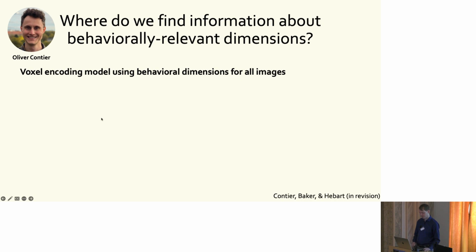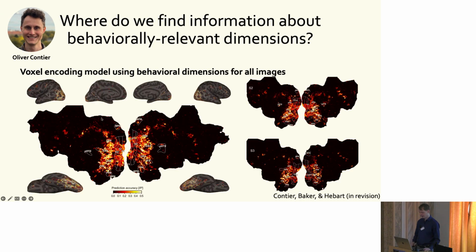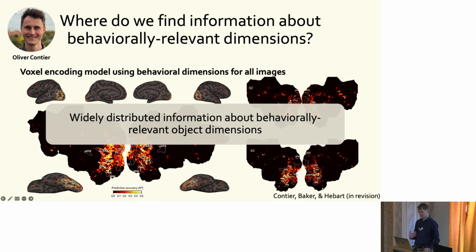So what we did is we ran a voxel encoding model using these behaviorally relevant dimensions for all of the images that we've been looking at. And here's what we find. These are the regions that are showing information related to these 49 different dimensions. Or in this particular case, we actually use a higher dimensional model. And what you see is that it's now much more highly distributed. So we're finding information related to these behaviorally relevant dimensions even at the earliest cortical processing stages. So what this suggests is that there's widely distributed information that's not limited to high-level visual cortex, but is even found at earlier processing stages.